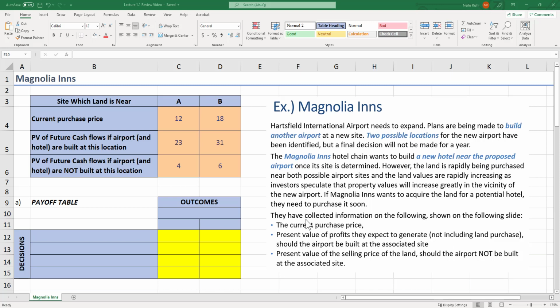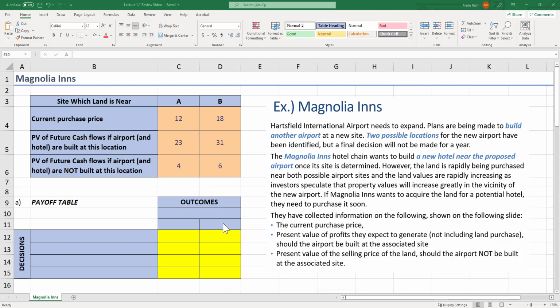In this video, I'll be showing how to do the lecture exercise we did today in Excel. We can see that we have the table from class so that we have the potential airport sites A and B, the price of land near each of those sites, the future cash flows if the airport and hotel are built at those sites, or alternatively, if the land is purchased and then has to be sold again because the airport will not be built at that location, what the PV of those future values would be as well.